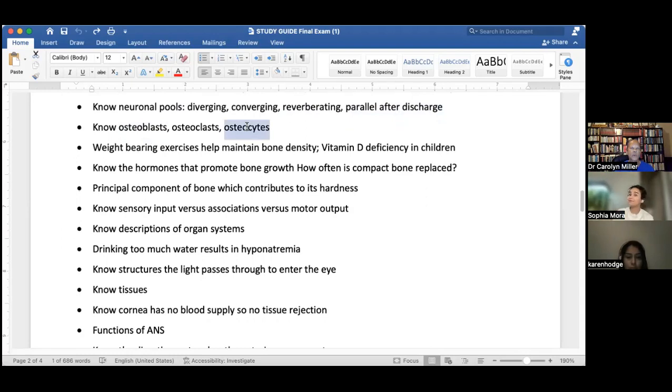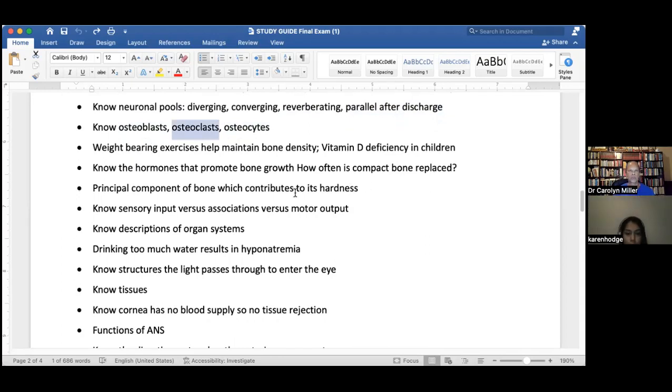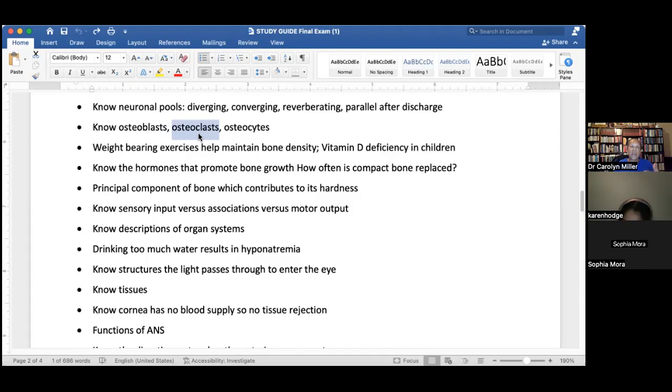Osteoblasts are immature bone cells. Osteocytes are mature bone cells. And osteoclasts break down bone to form new bone. So parathyroid hormone activity increases osteoclast activity because calcium levels are low. So the PTH increases osteoclasts. Osteoclasts break down bone and release the calcium.